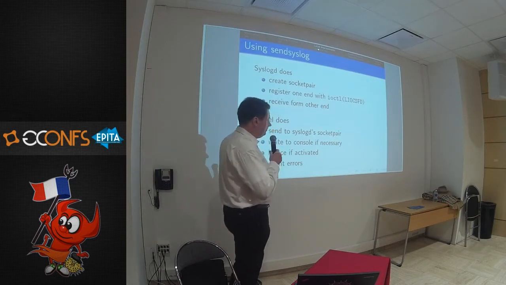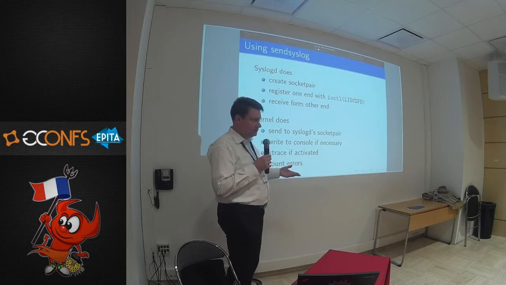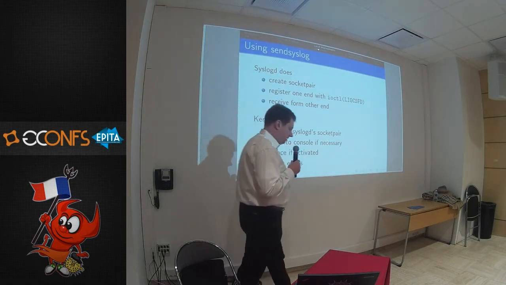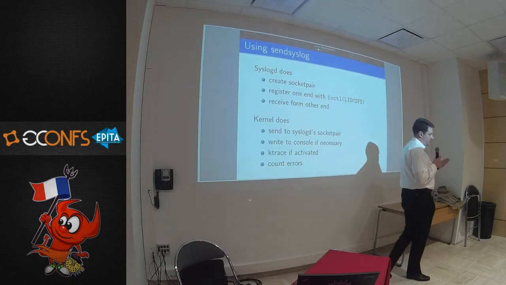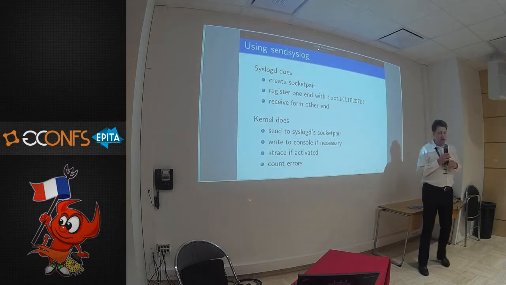So how do we get the message out of the kernel again? Before, syslogd just opened a listen socket on the Unix domain socket. And here, syslogd creates a socket pair. A socket pair is a system call, and you get something like a pipe. It's a socket with two ends, and you can write in one end and get it from the other end and the other way around.